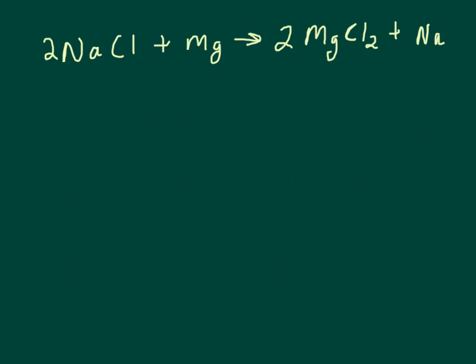As our next example, let's consider the reaction between sodium chloride and magnesium to see if the reaction is possible or not. Now, our single element, magnesium, is a metal, and it will react with the sodium chloride to replace the sodium. So our comparison is going to be between magnesium and sodium.